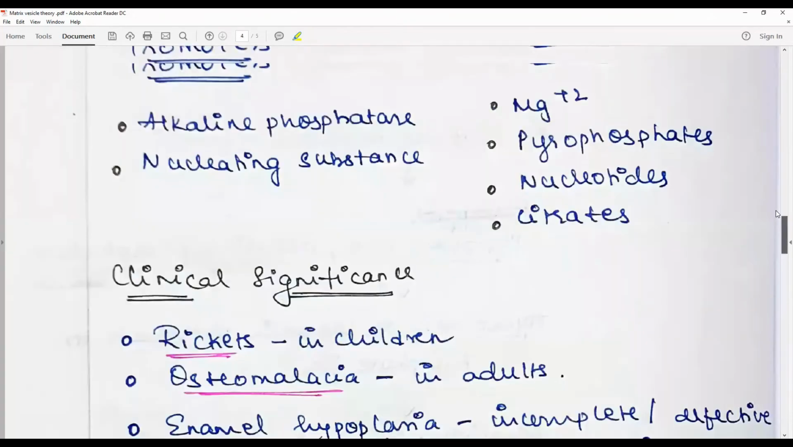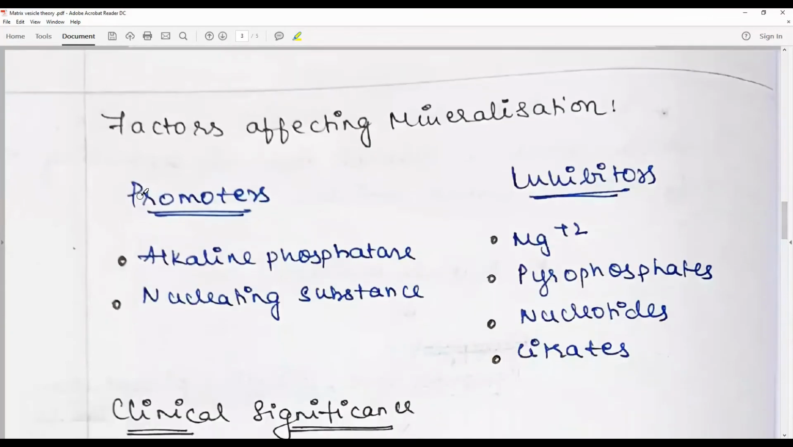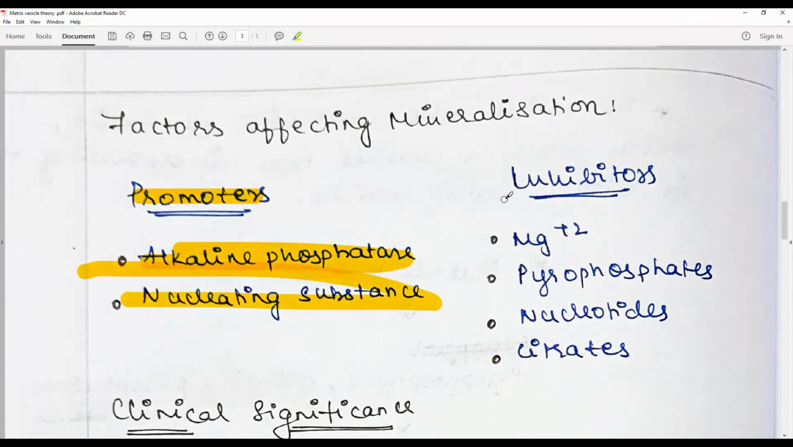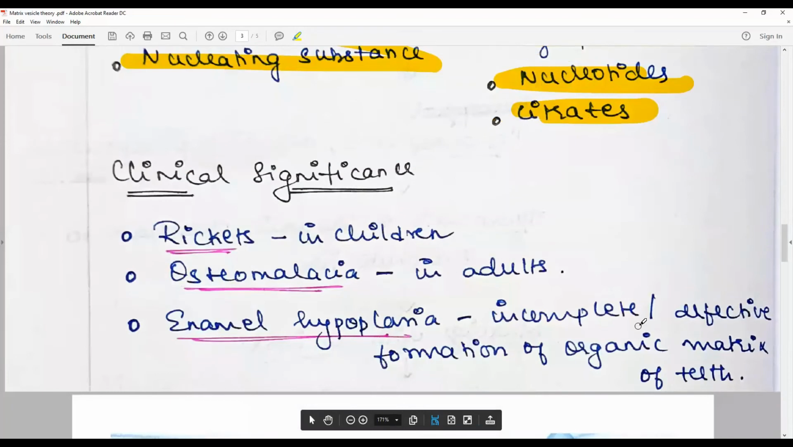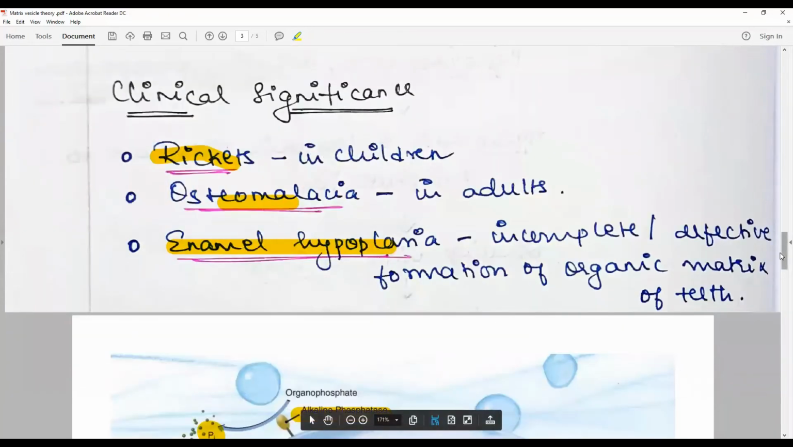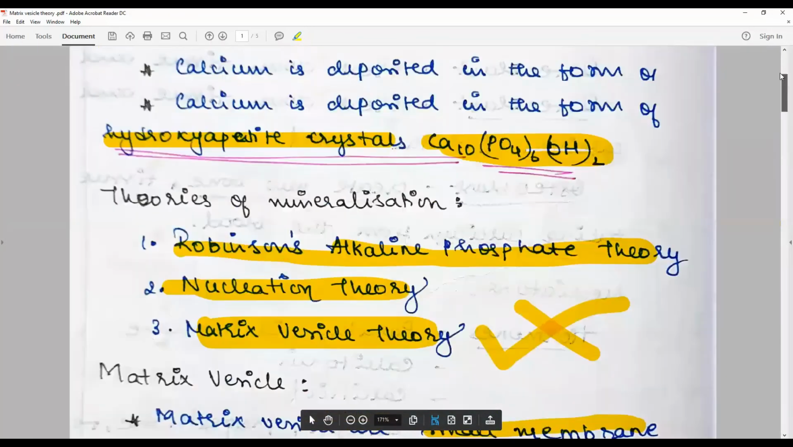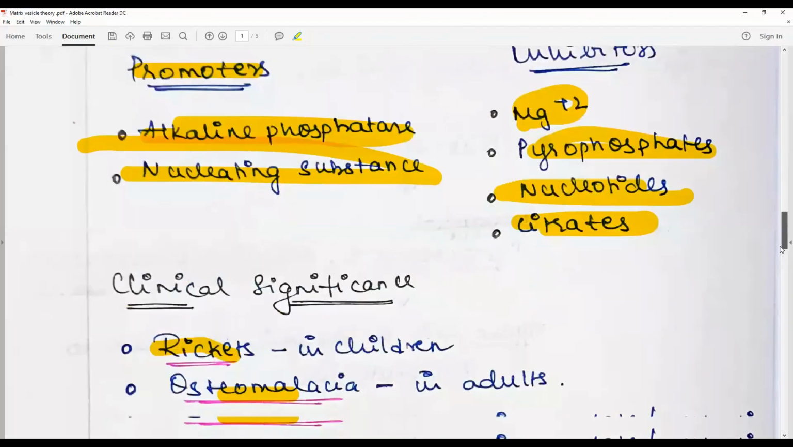Okay, now coming back to the factors affecting mineralization. The promoters of mineralization include alkaline phosphatase and nucleating substances. The inhibitors include magnesium ions, pyrophosphates, nucleotides, and citrates that could slow down the process. Clinical significance: in the absence of matrix vesicles, calcification will not proceed properly, like in rickets, osteomalacia, or enamel hypoplasia. Right? That is the clinical correlation. That is why we need to know matrix vesicle theory.